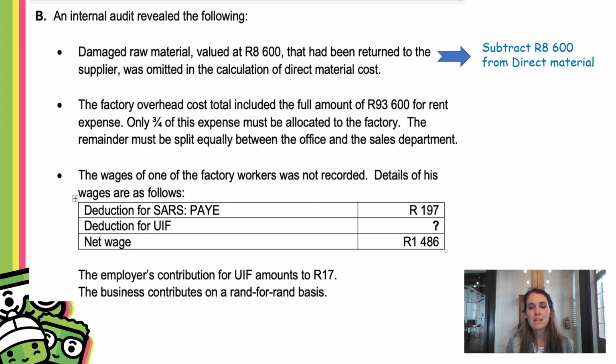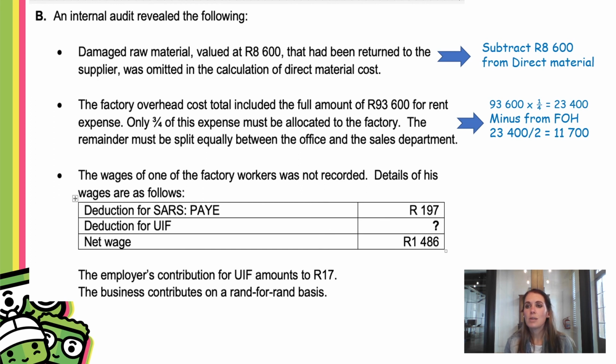That's all. Then they say in factory overheads, there's a big rent amount and they've put all of that in factory overheads. But only 3/4 of the expense must be allocated to the factory. The rest must be taken out and split evenly between sales and the office departments. So what are we going to do? We're going to take the 93,000 and times it with a quarter, because a quarter should not be in factory overheads. We're going to minus it from factory overheads, and then we're going to split that quarter amount so that we can put 11,700 in admin and 11,700 in sales and distribution.